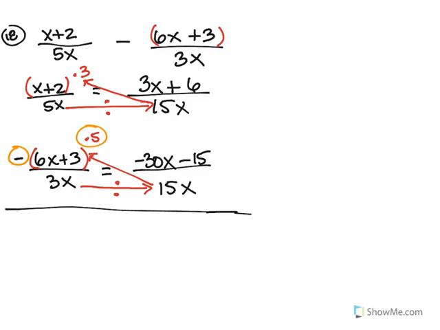Okay, so now just combine 3x minus 30x, negative 27x, isn't it? You can subtract. 3 minus 30 is a negative 27. And what's 6 minus 15? Negative 9. Okay, all over 15x.